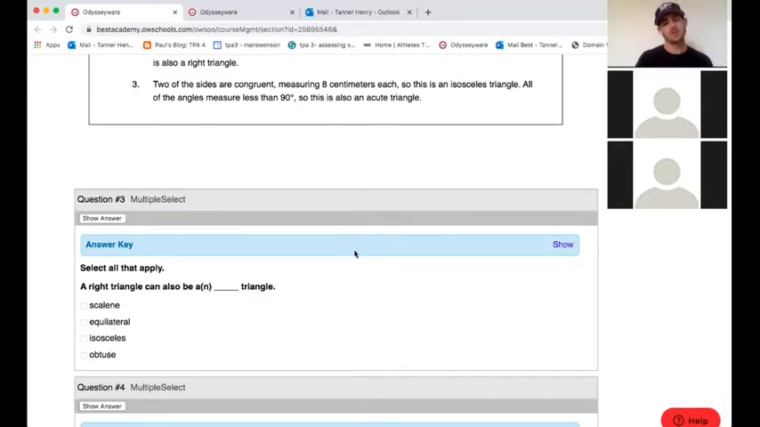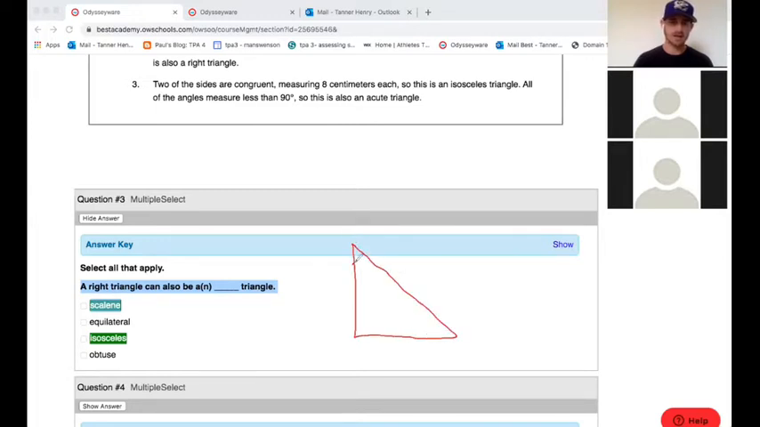If I draw, I always draw in my head. I think it could be. Oh yeah, so it could be scaling. So if we go like this, we can draw it. Scaling just means no sides that are the same. So if it looks something like that, that can be scaling.